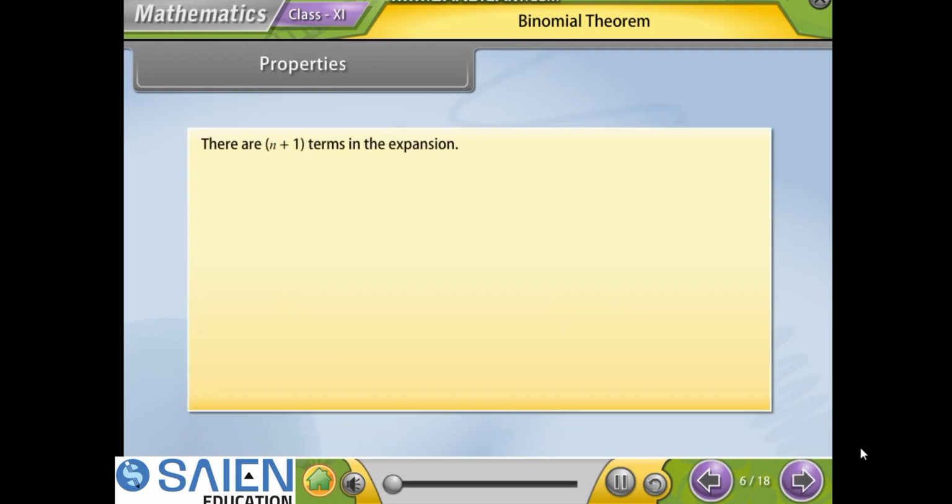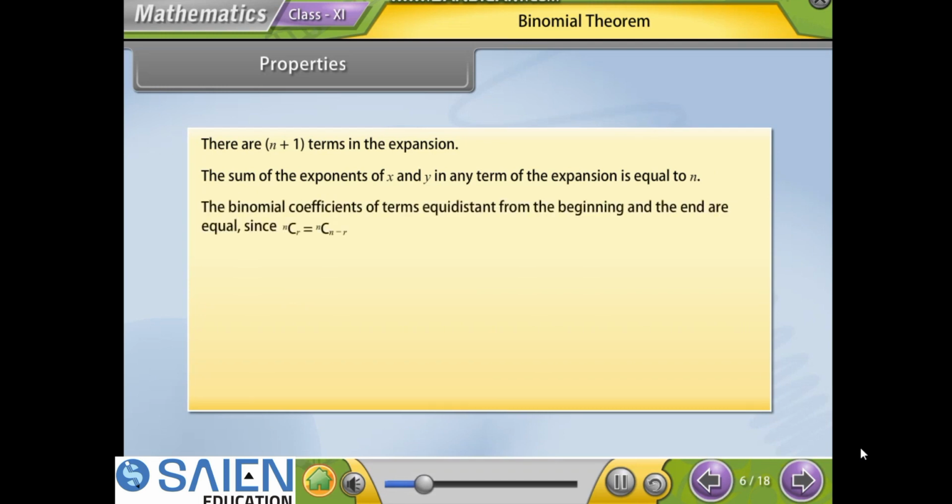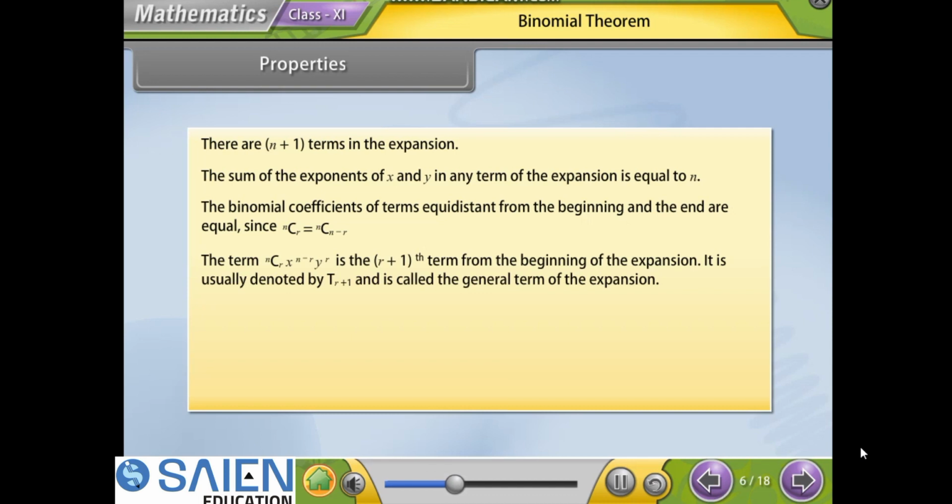Properties. There are n plus 1 terms in the expansion. The sum of the exponents of x and y in any term of the expansion is equal to n. The binomial coefficients of terms equidistant from the beginning and the end are equal, since nCr is equal to nCn minus r. The term nCr into x raised to power n minus r into y raised to power r is the r plus 1th term from the beginning of the expansion.